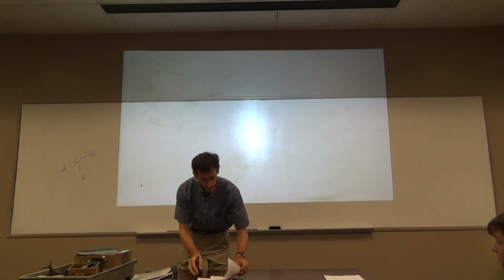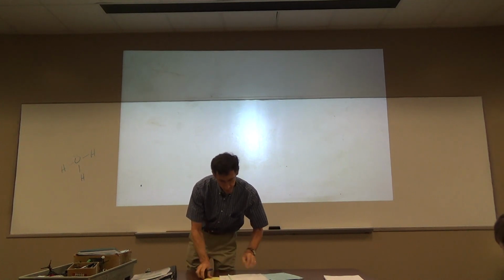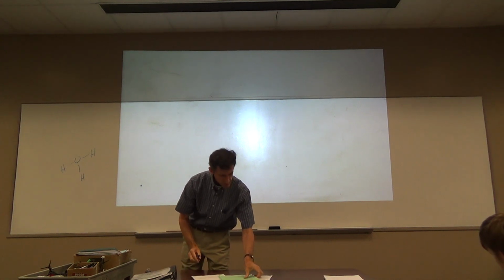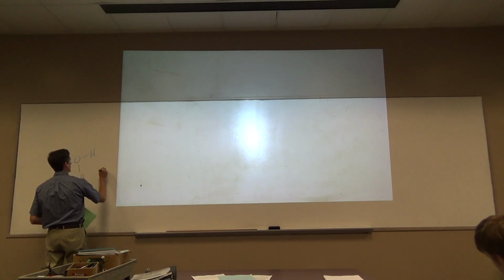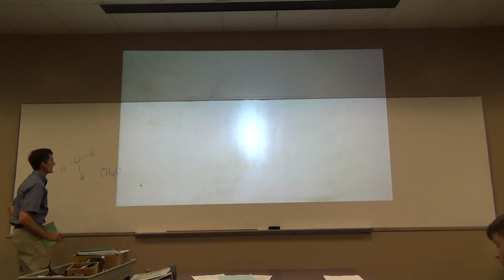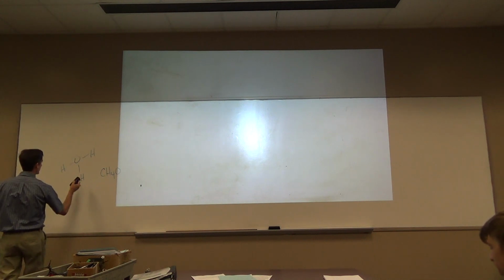Let's pick up where we left off in the outline. I believe we're at single bonds, B, which starts with a single bond, CH4O. Let's see if we can get a structure here, a so-called Lewis structure.